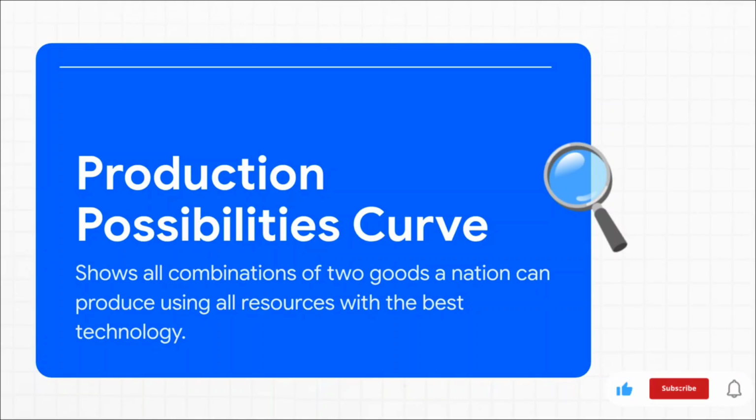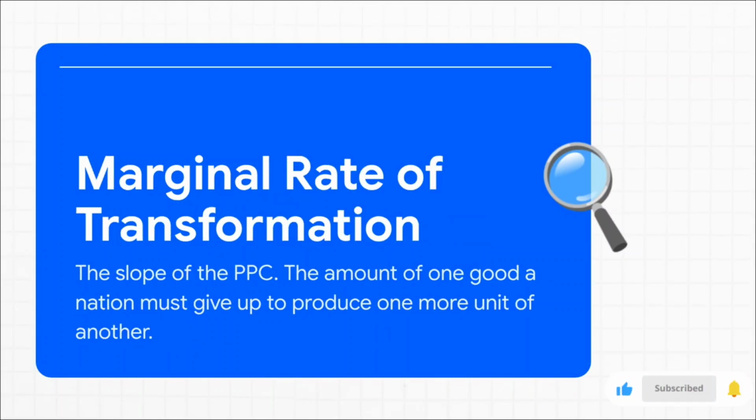And any point outside, well, that should be impossible, right? We'll see how trade changes that game. Now for a key bit of jargon. The slope of that PPC has a fancy name, the marginal rate of transformation, or MRT. But don't let the name scare you. It's just the opportunity cost.